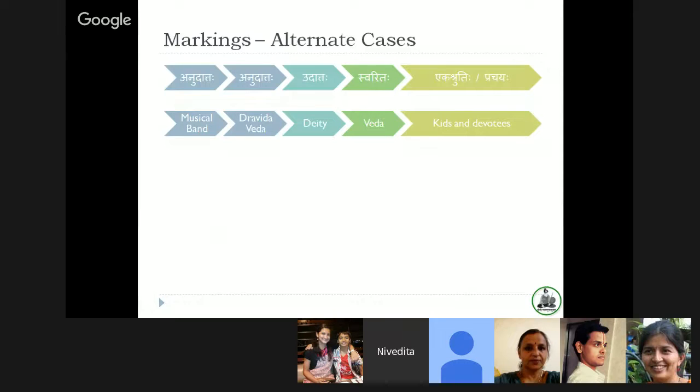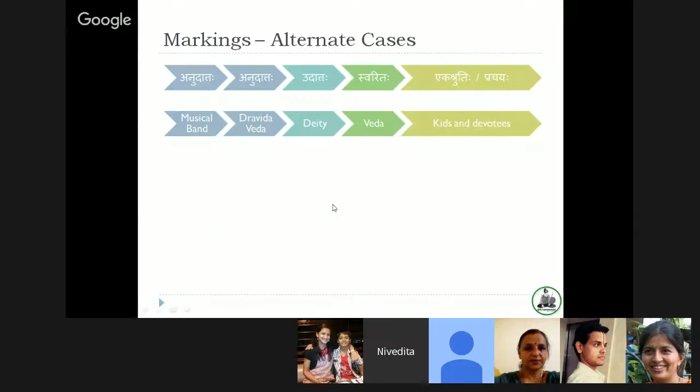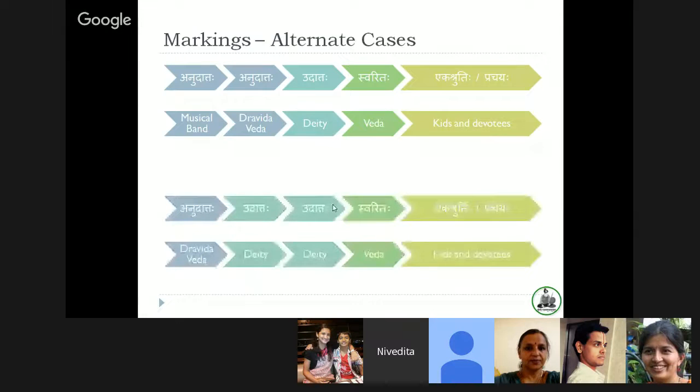One word can have only one and only, a maximum of one Udaatta. Okay. Only one Udaatta. But now that you have brought this point, in this specific slide itself, I would like to show you a not so common case where there could be two deities.